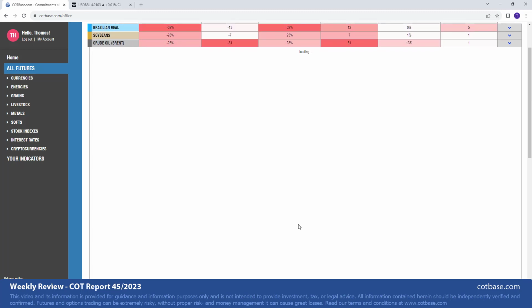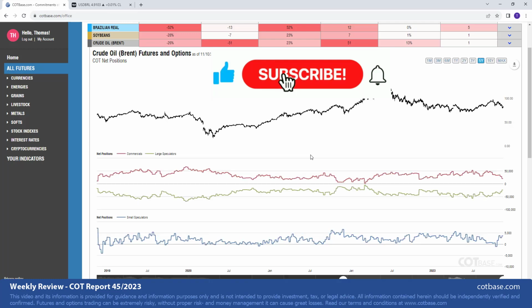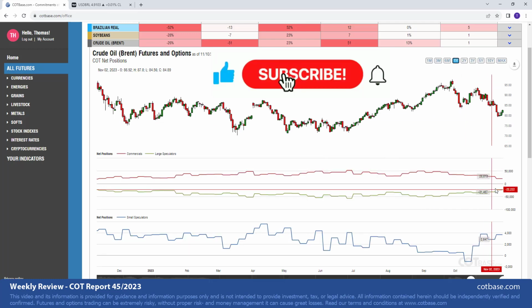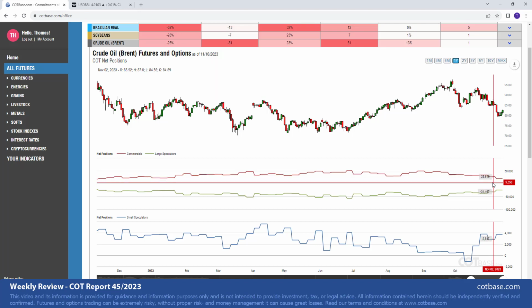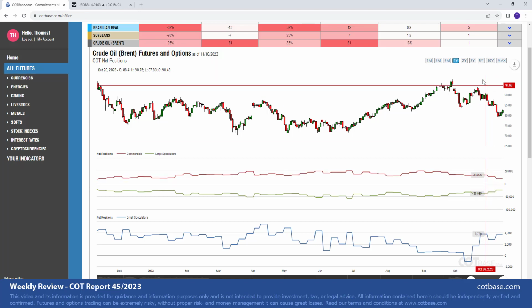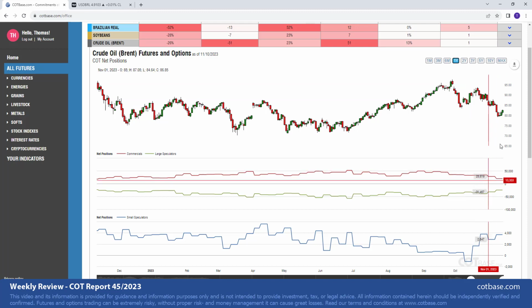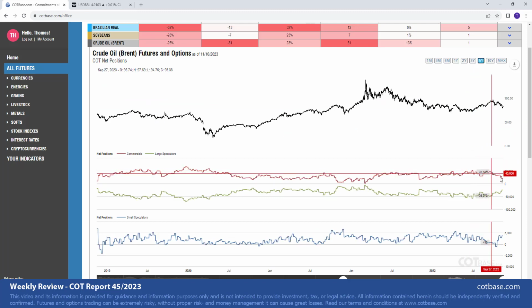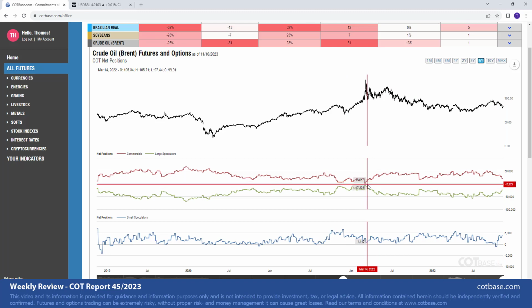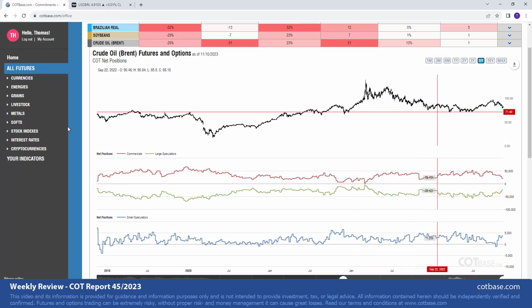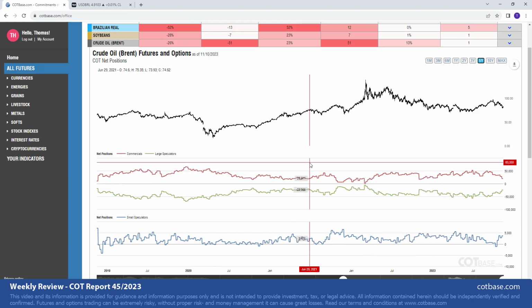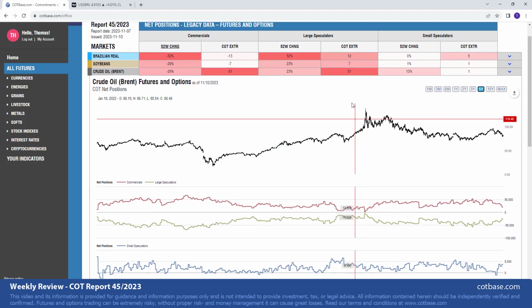Crude oil is our next market, the Brent crude. Here we have a 26% change in commercials net position. You can see that the change size is not that dramatic. I really wouldn't consider this to be something I'd act upon, to be honest with you. And then if we open a 5-year chart, you can see that we are maybe closer to a bearish extreme, but again, to be honest, nothing exciting from crude oil in this recent report.